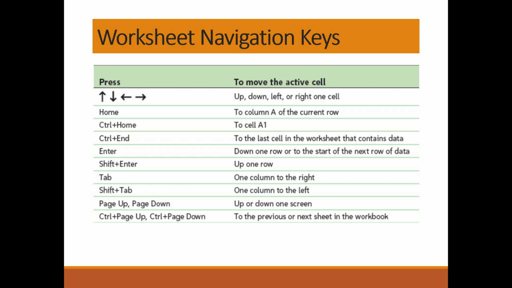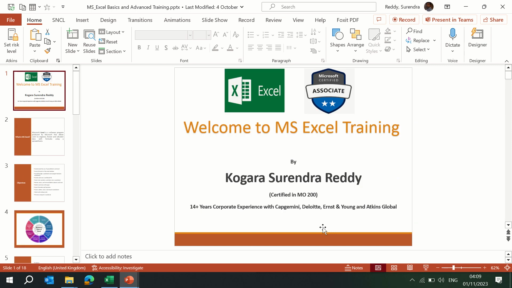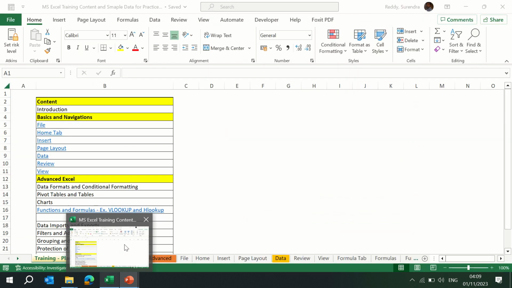If you want to move from the current cell to the left cell, Shift plus Tab. And Page Up and Page Down, if you want to go page up and page down, you can use it, and Control plus Page Up and Page Down within the workbook if you want to move from one worksheet to another worksheet. So this is the basic presentation I have on MS Excel introduction. So let me get into MS Excel.